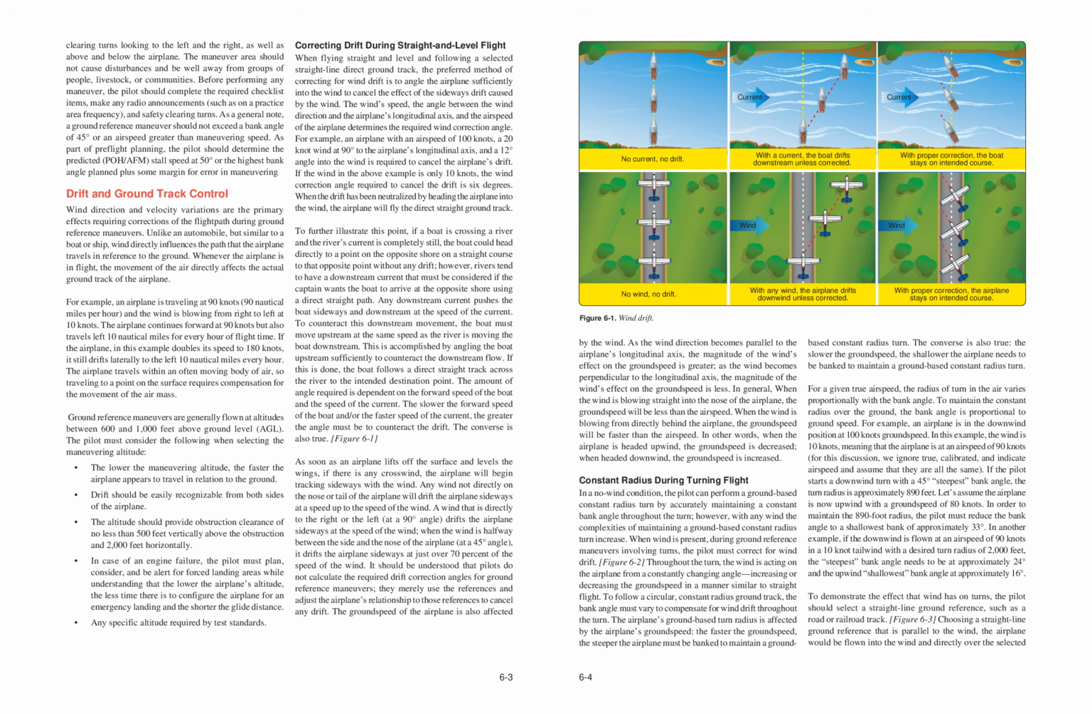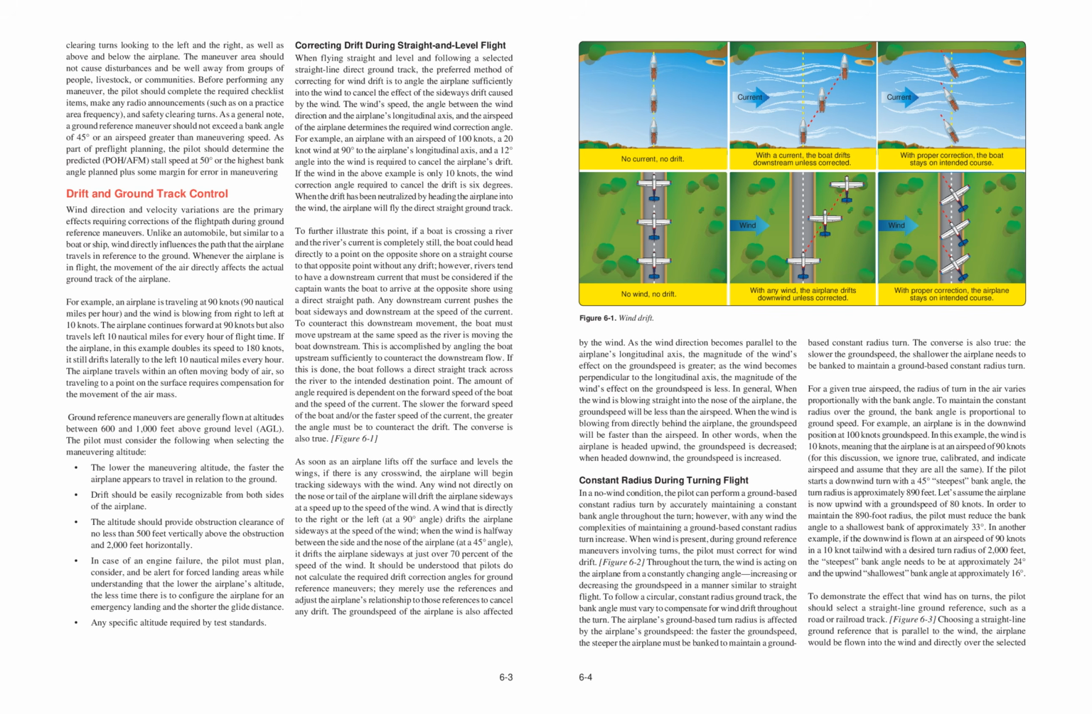Correcting drift during straight and level flight. When flying straight and level and following a selected straight line direct ground track, the preferred method of correcting for wind drift is to angle the airplane sufficiently into the wind to cancel the effect of the sideways drift caused by the wind. The wind's speed, the angle between the wind direction and the airplane's longitudinal axis, and the airspeed of the airplane determine the required wind correction angle.